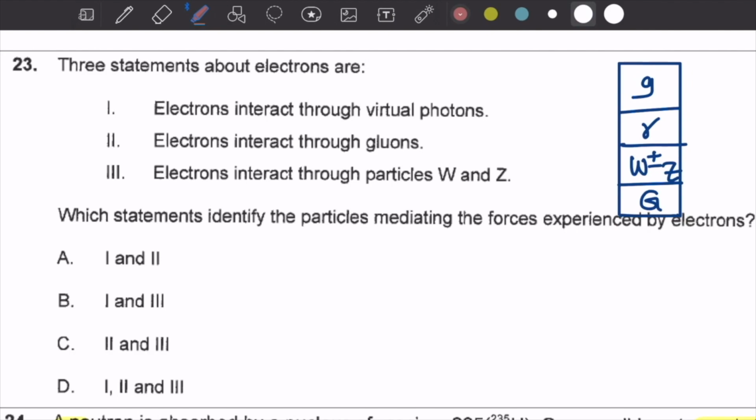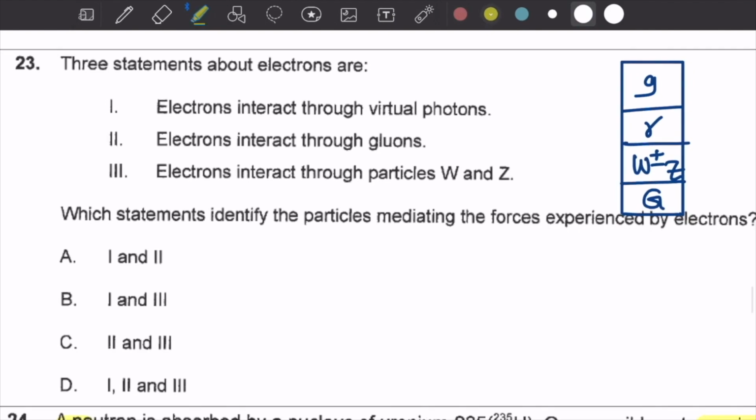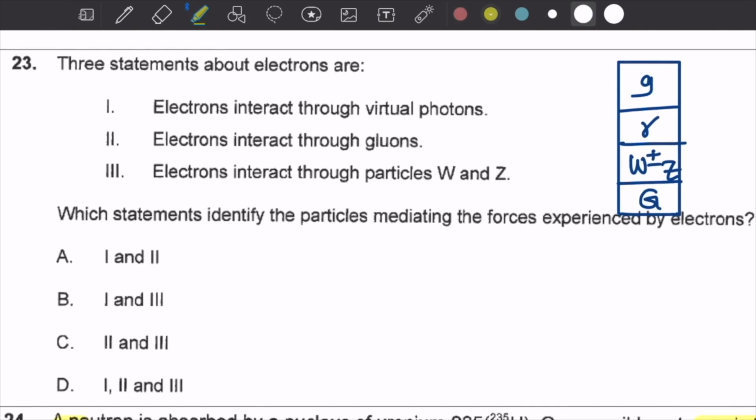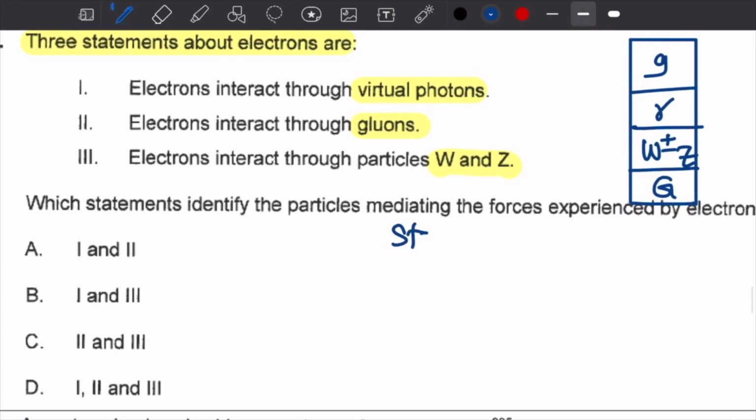Question number 23, I think, is kind of a challenging question for most students. Three statements about electrons are: electrons interact through virtual photons, electrons interact through gluons, electrons interact through particles W and Z bosons. Alright, to understand this question, first we have to understand the standard model. A small idea about the standard model. Standard model, guys, is the periodic table of particle physics.